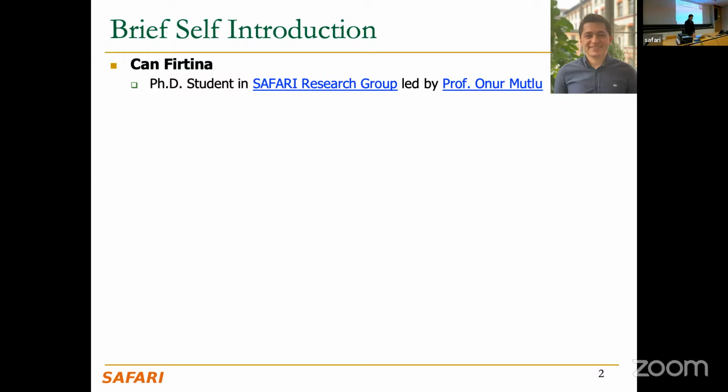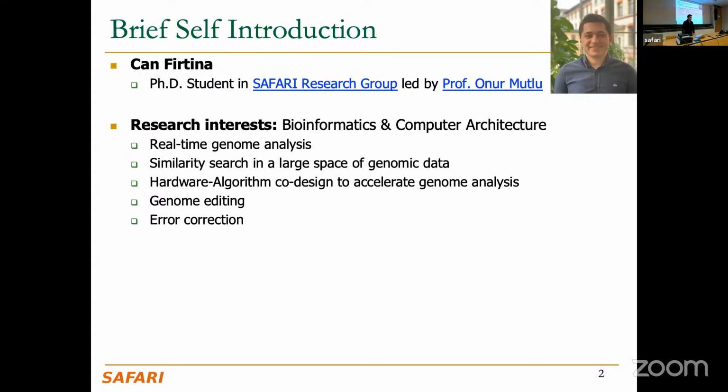know. And my research interests are mainly related to bioinformatics and computer architecture. More specifically, I'm interested in analyzing genomes in real time, doing similarity search in a very accurate and fast way, co-designing hardware and algorithms together for fast and accurate genome analysis, and genome editing and error correction type of problems related to, again, genome analysis.